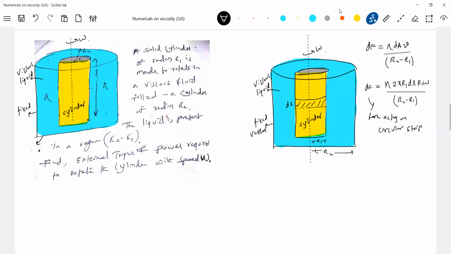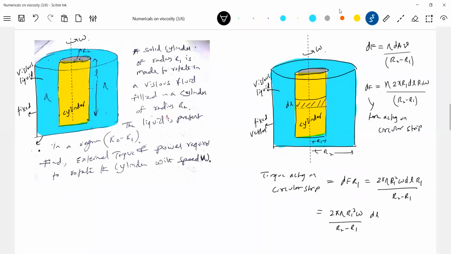Then similarly, will there be any torque acting on that? Yes, similarly, the torque acting on the circular strip. How much shall I write? dF into R1. So therefore, finally, this will become 2 pi eta R1 square omega dl into R1 by R2 minus R1, that is 2 pi eta R1 cube omega dl by R2 minus R1. I'll take it, I'll get the total torque.